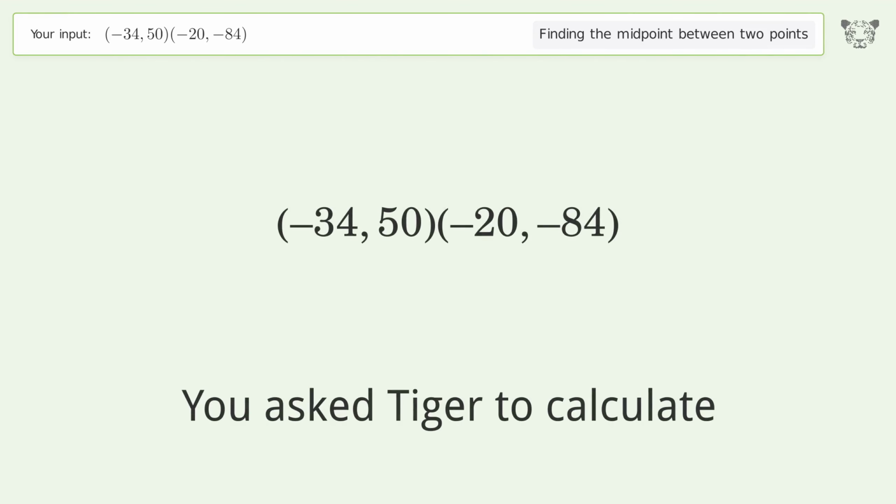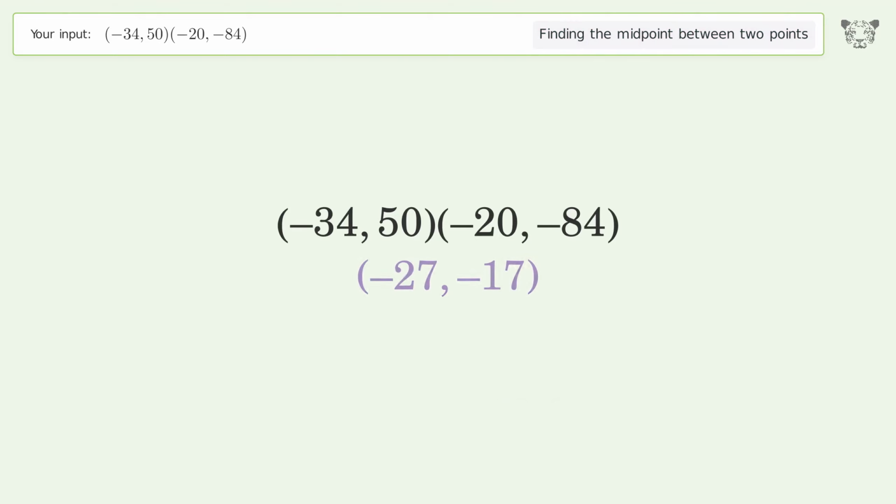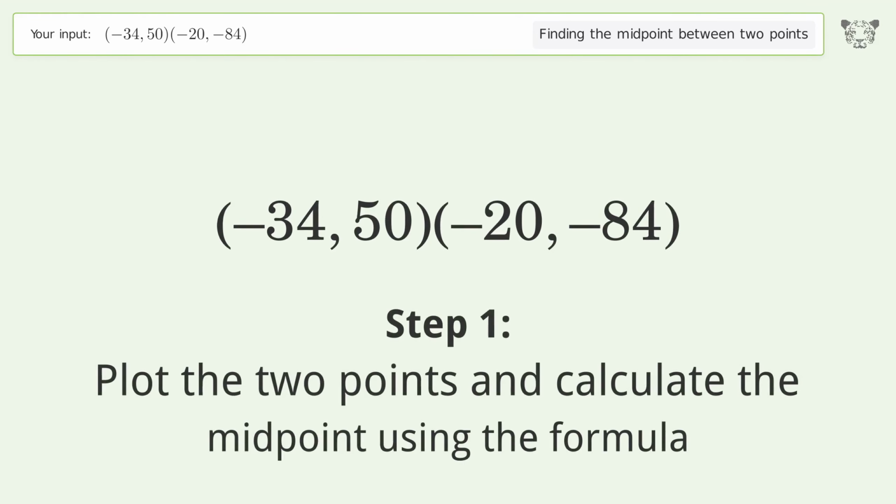You ask Tiger to calculate. This deals with finding the midpoint between 2 points. The midpoint between the 2 points is -27, -17. Let's solve it step by step. Plot the 2 points and calculate the midpoint using the formula.